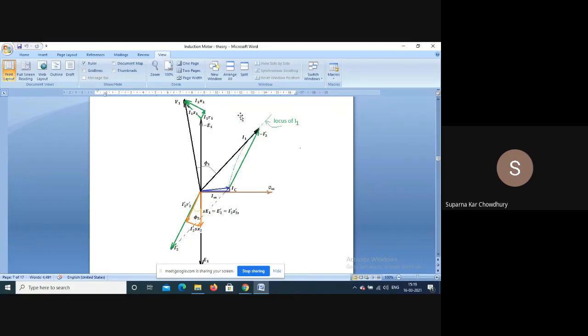Now I1 square R1 is the copper loss, and this minus E1 cos of this angle into I1 can again be written with I1 as the summation of IM, IC and minus I2 dash. Now this IM is at 90 degrees to E1, so that active component is 0. So the active power will be minus E1 into IC plus minus E1 into minus I2 dash into the cosine of the angle between E1 and I2 dash. Now here you can see that that angle is nothing but this phi 2.